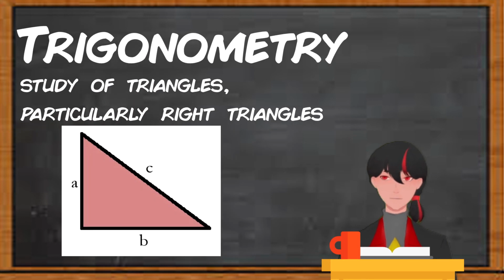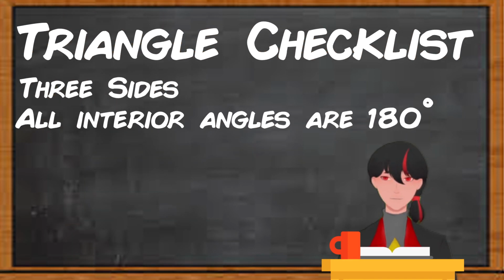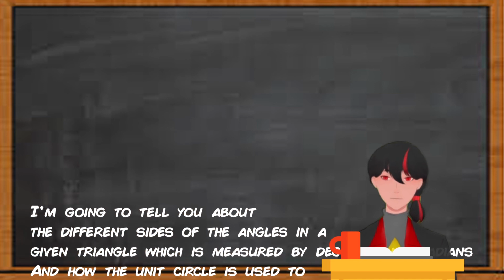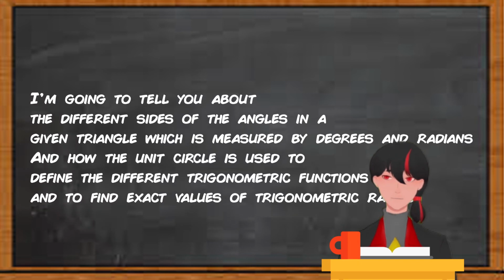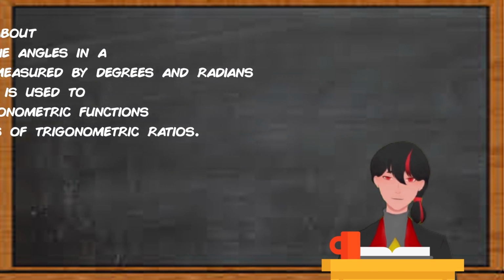Trigonometry, as you may know, is about the study of triangles, particularly right triangles. Now, you probably know what a triangle is, right? Three sides, all the interior angles equal to 180 degrees. That's easy. I'm going to tell you about the different sides of the angles in a given triangle, which is measured by degrees and radians, and how the unit circle is used to define the different trigonometric functions and to find exact values of the trigonometric ratios.